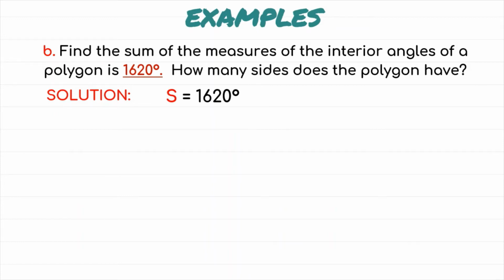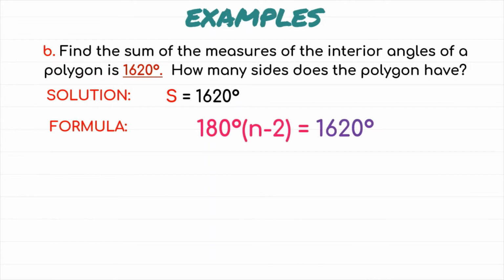So, hahanapin natin kung ilan yung sides. So, bali yung n yung hahanapin natin. So, ito po yung formula ng sum. Dyan din po tayo kukuha ng formula or ng equation para ma-solve natin yung n, kung ilang sides ba siya. So, ang gagawin po natin, 180 times n, that is 180n. And then, 180 times negative 2, that is 360.